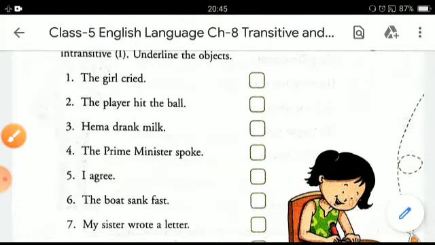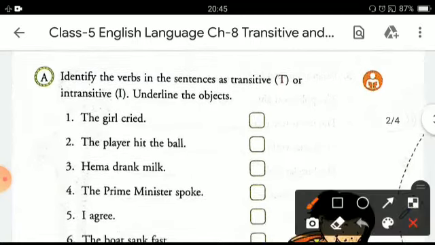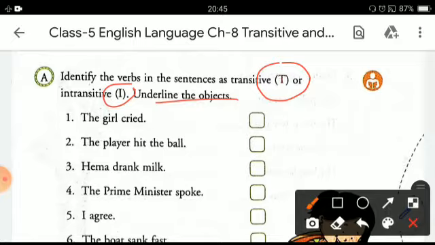Now let's do the first exercise. Identify the verbs in the sentences as transitive or intransitive. Write T for transitive and I for intransitive sentences and underline the objects. The first one is the girl cried. The sentence is intransitive, having no object, and the sentence is ending in a verb. It's a verb, so it's an intransitive sentence.